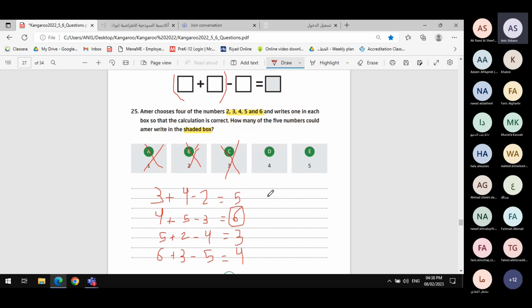I think you got the right answer. Yes. Wait, 3 plus 4 minus 5 equals 2. Right. Thank you. You're welcome. So simply we are going to take this choice and we are going to choose the right answer. This is fine, all those numbers can fit here.